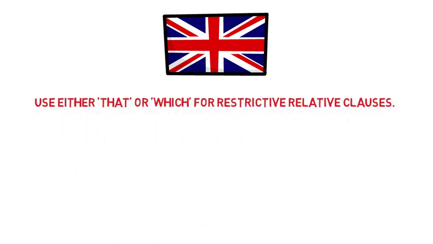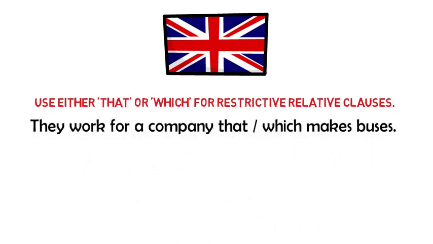Well, in Britain you can use either that or which in restrictive relative clauses. So in our previous sentence we could have said, they work for a company that makes buses, or they work for a company which makes buses. Both are possible and there's no difference in meaning.